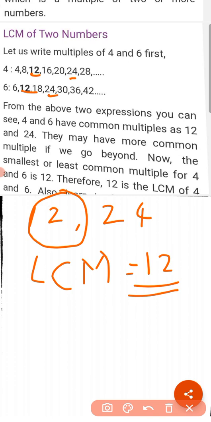From the above two lists, you can see 4 and 6 have common multiples 12 and 24. They may have more common multiples if we go beyond. Here we write only the first 7 multiples. If you go beyond, we will get more common multiples. Now find the smallest or least common multiple. Out of 12 and 24, 12 is the least number. So the least common multiple is 12.